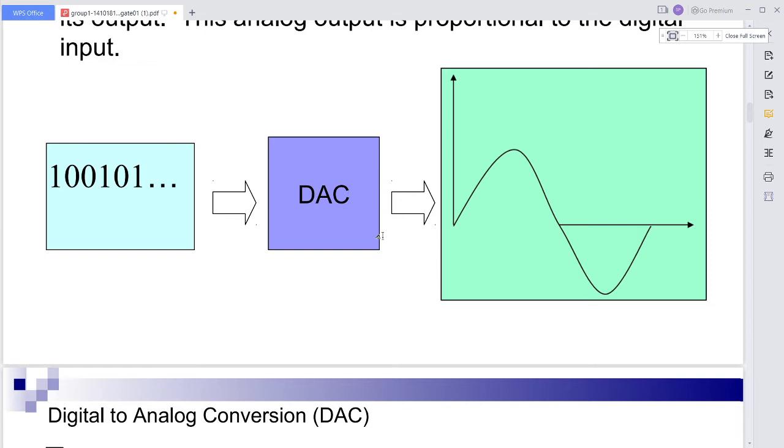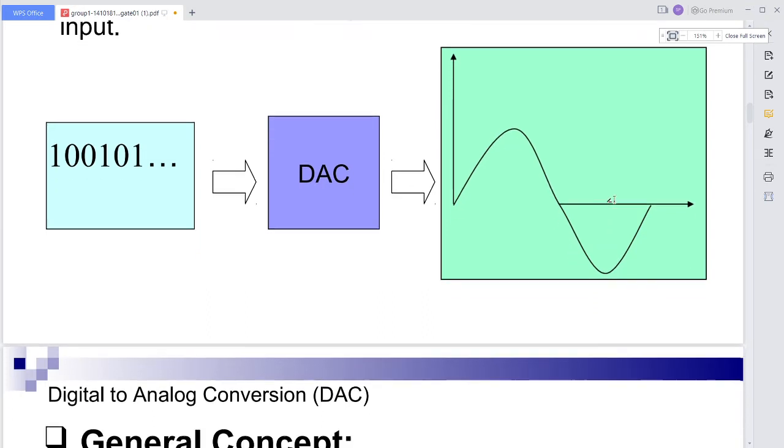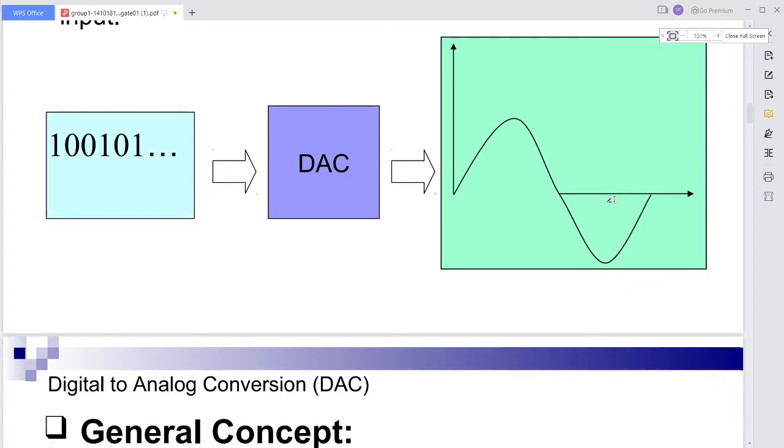That will be given as an input for the digital to analog converter. Then that converter is going to convert the digital form of data into the analog one. Analog is nothing but a signal. An analog signal is a signal which continuously varies with respect to time, that is called an analog signal.